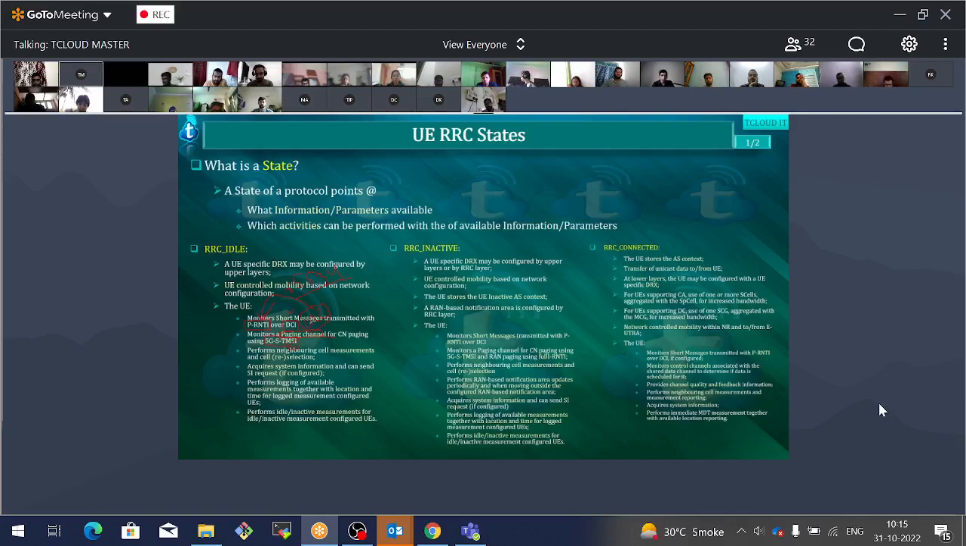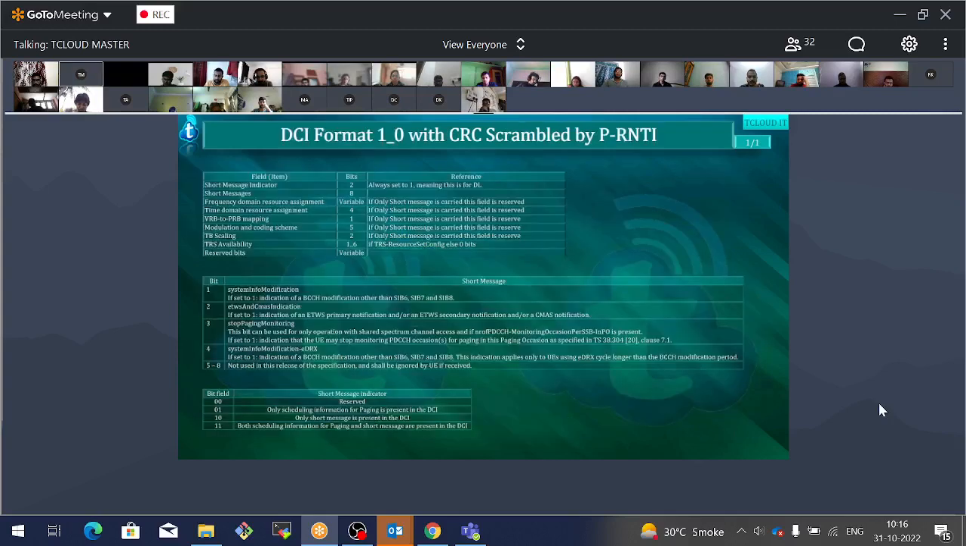So let me show you this DCI part. We have already seen DCIs. The DCI we are seeing here is DCI format 1_0, where the CRC is scrambled with P-RNTI instead of C-RNTI. What details will be there in the DCI when it is scrambled with P-RNTI?